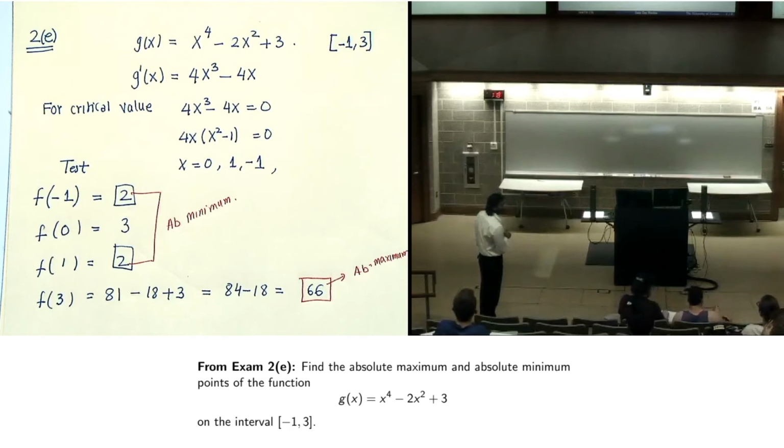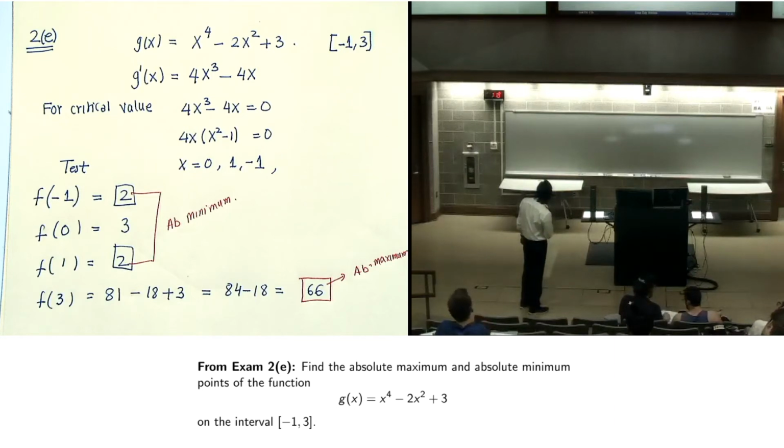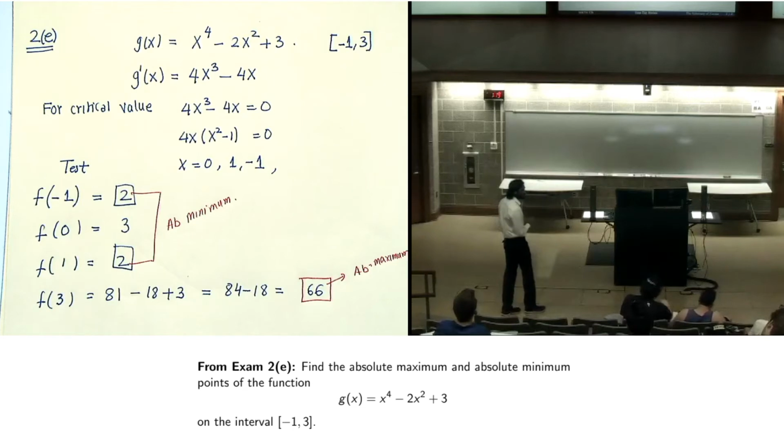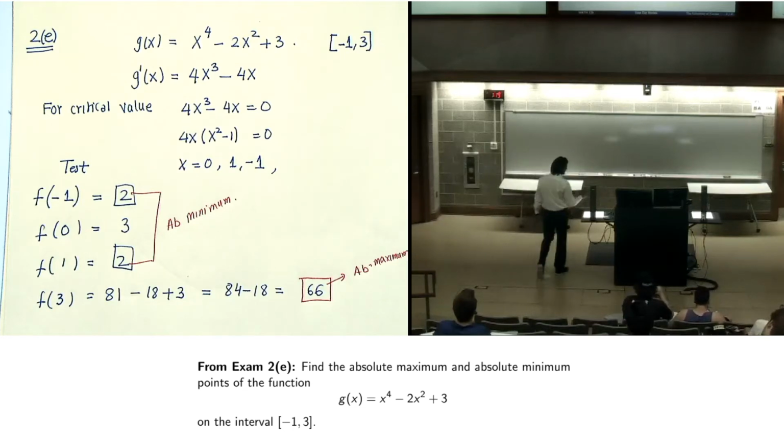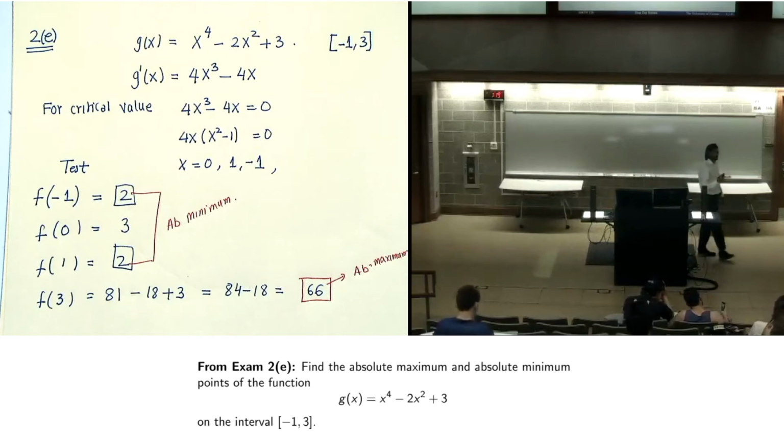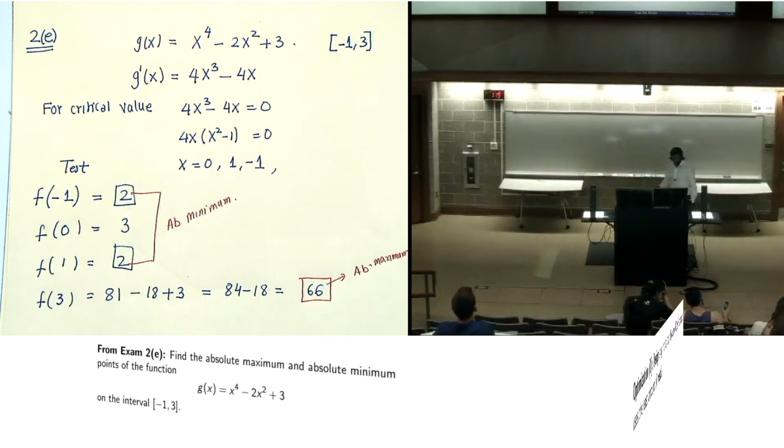I plug these critical values directly into the function, all of them, and I get these numbers. And now I choose which one is the bigger number and which is the smaller number. I find 66 is the biggest, so this is the absolute maximum. I find 2 of them match, so this is the absolute minimum. The absolute minima are -1 and 1, and the absolute maxima is 3. So there is a difference between the words maxima and maximum. Maxima is the x value, maximum is the function value. Okay, that's done.